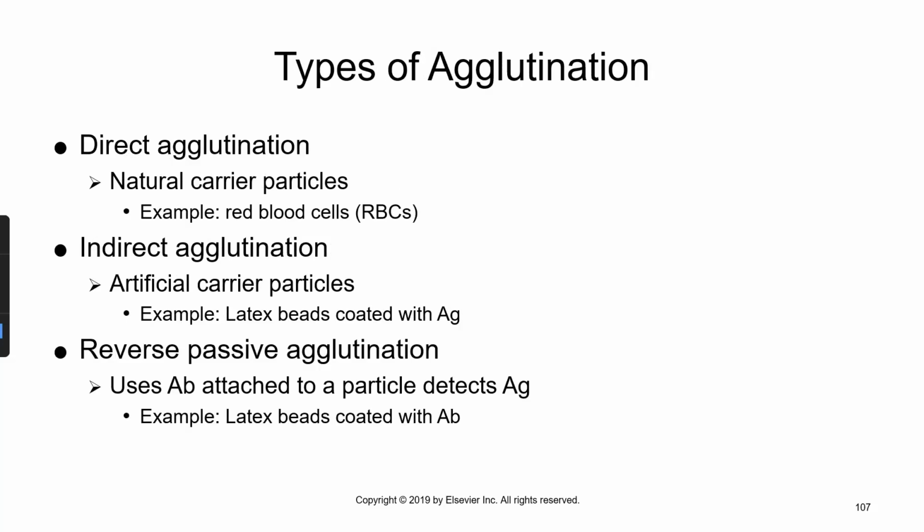Direct agglutination uses natural carrier particles, for example red blood cells. Indirect agglutination uses artificial carrier particles, like latex beads that are coated with antigen. Reverse, or coated with antibody. Reverse passive agglutination uses antibodies attached to particles to detect antigens, so latex beads coated with antibody.